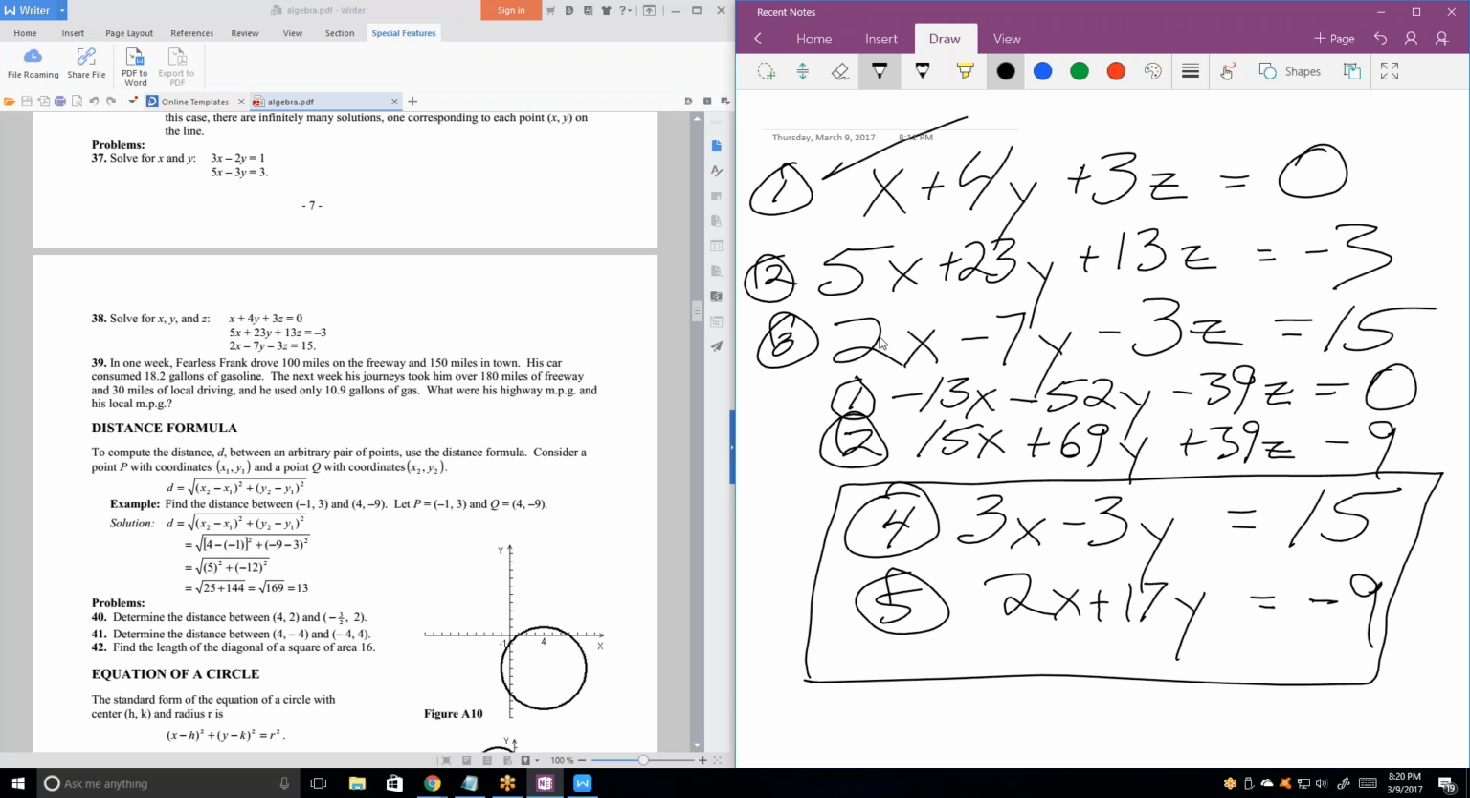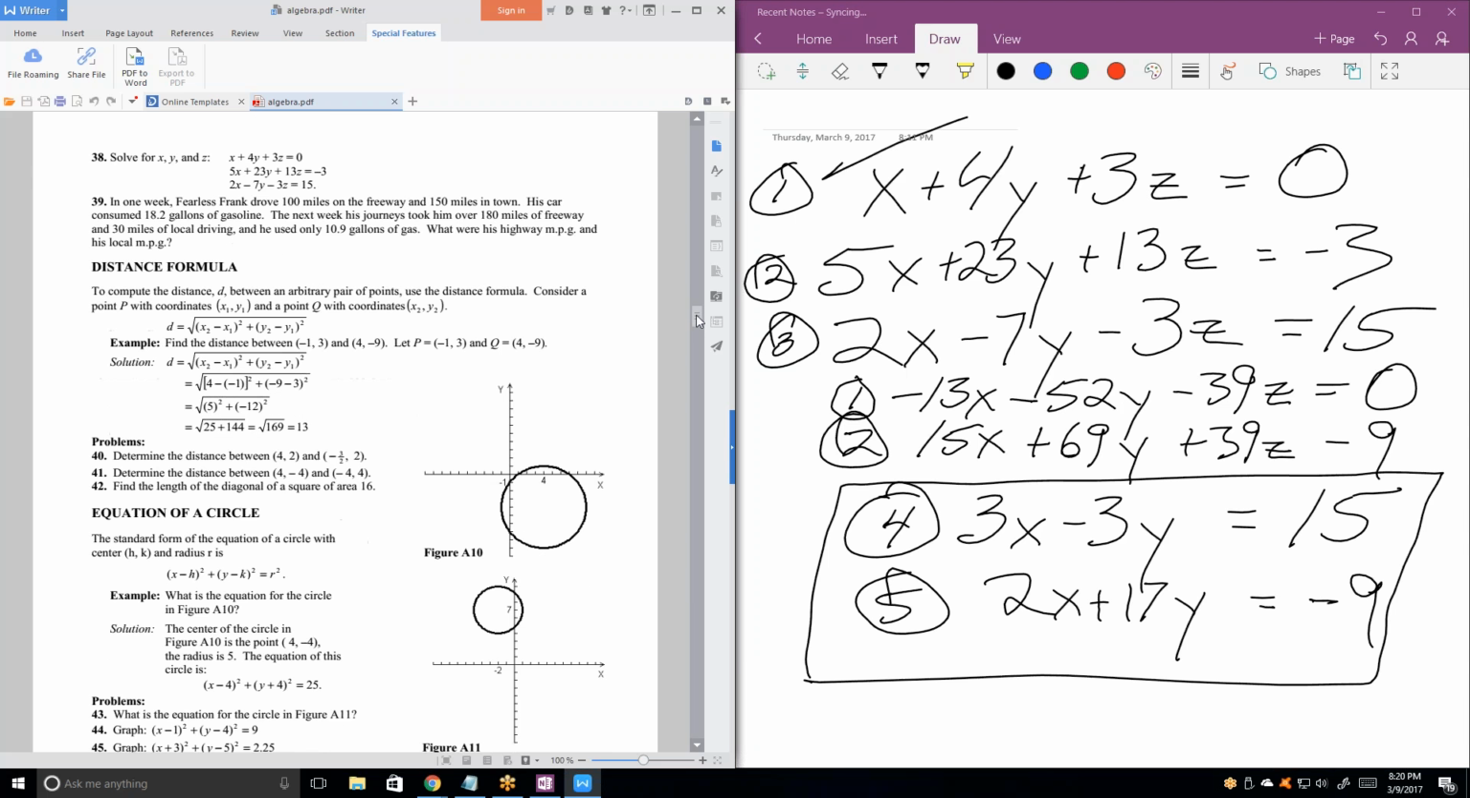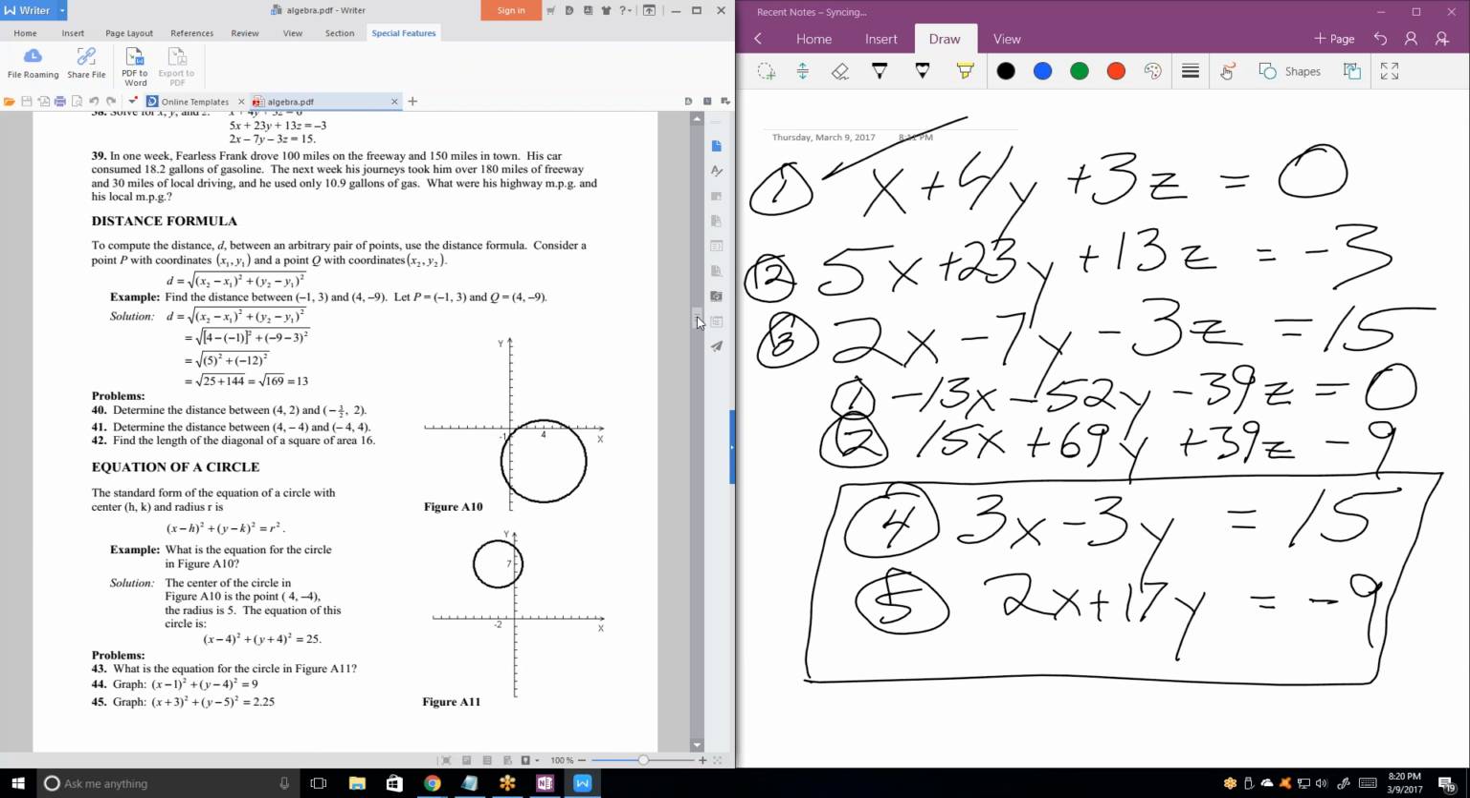I'd say we should go on, just because I don't want to bore you to tears with three equations and three unknowns. And you can imagine that four equations and four unknowns would be even worse. Four equations and four unknowns, you've got to eliminate a variable, then you've got three, you eliminate another variable, you've got two, and it's like a half hour problem. Let's look at 39.